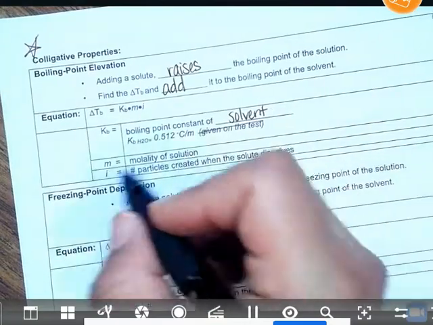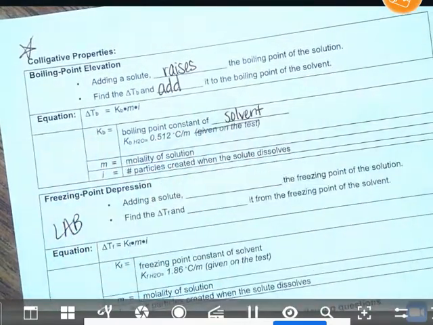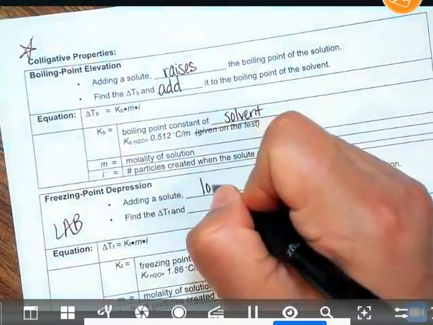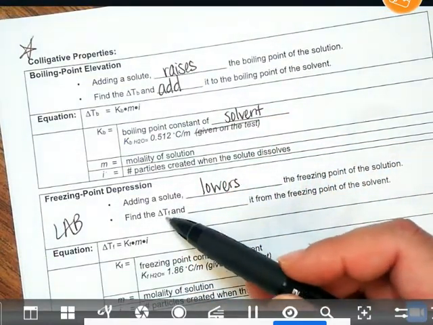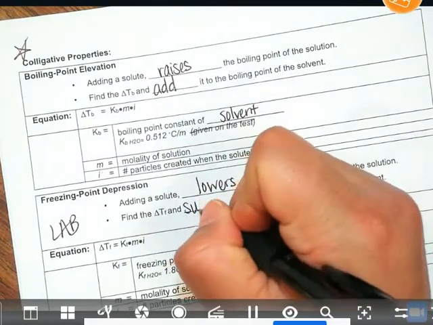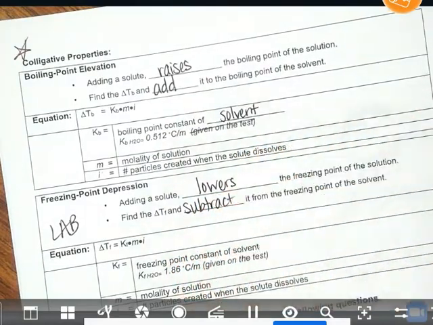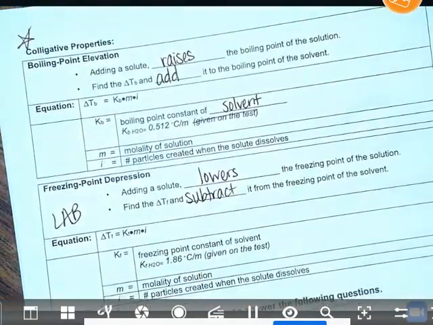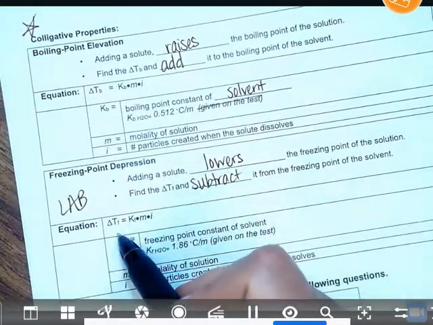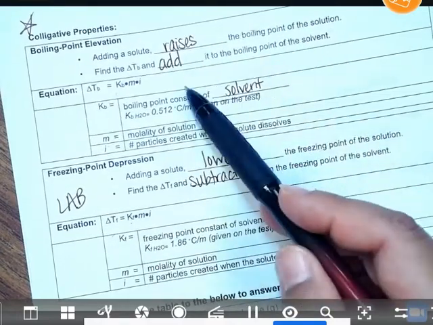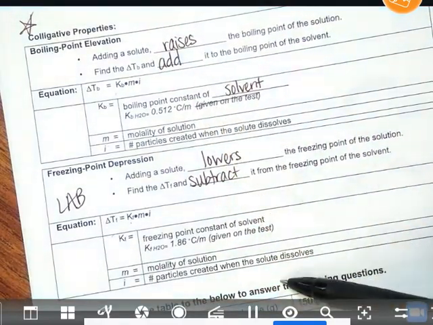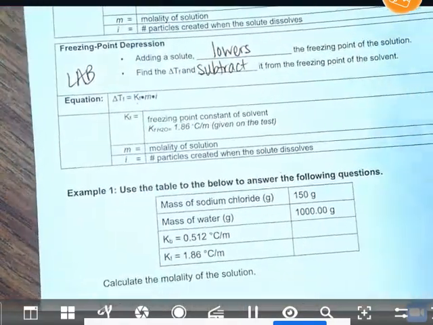Freezing point depression, which is the one that we're going to use for the lab: adding a solute lowers the freezing point. So we're going to find the change in the temperature of the freezing point and subtract it from the freezing point of the solvent, usually water. So this is the same equation, but it has a different constant. And this one we add to the boiling point, this one we subtract from the freezing point.